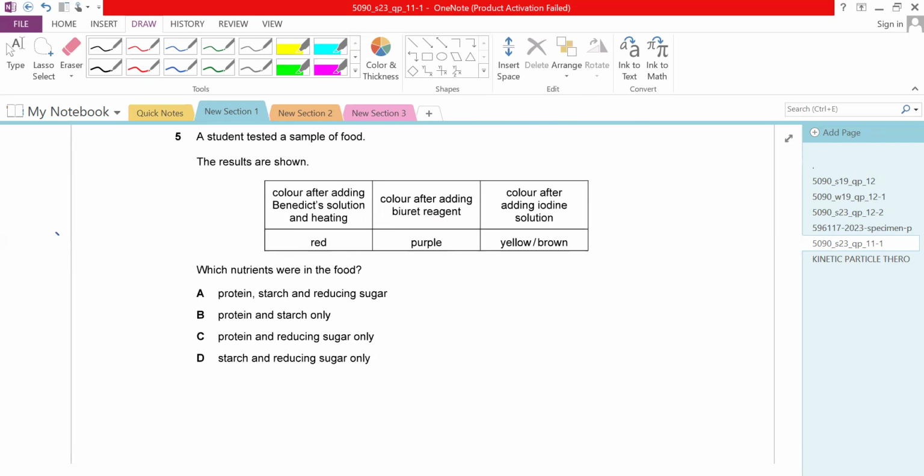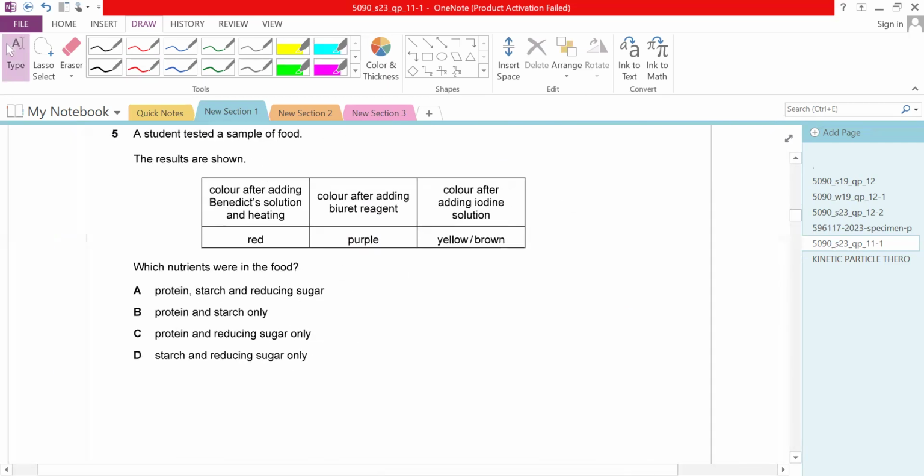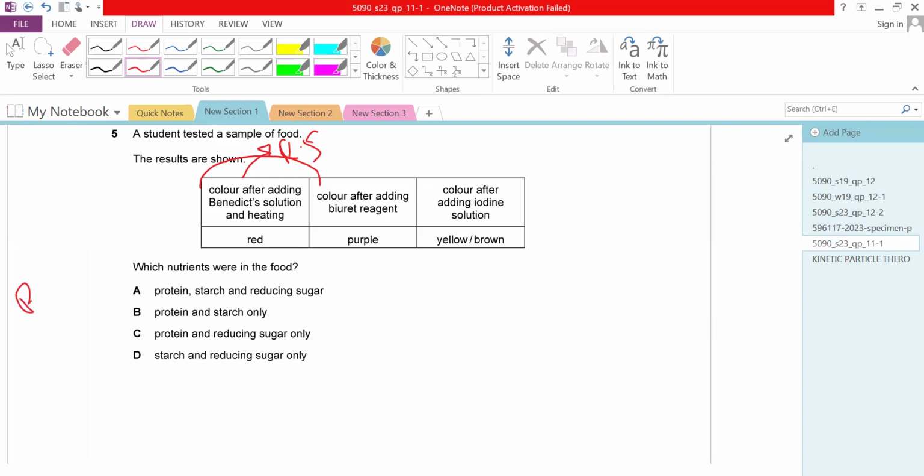Question number 5, a student tests a sample of food. The results are shown. First is the color after adding Benedict's solution and heating. So Benedict's solution is used to test for reducing sugars. The original color of Benedict's solution is blue. When it converts into red, it means the reducing sugar is present in the sample. Then the color after adding biuret reagent, it turns purple. Biuret reagent color is blue.